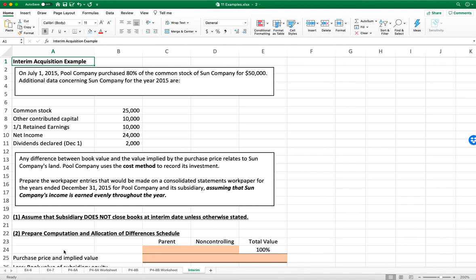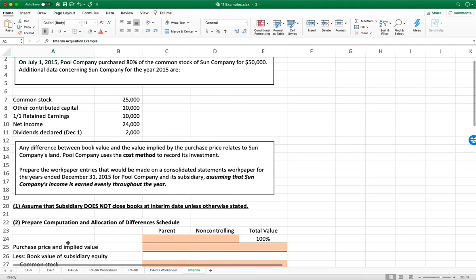In this example, we have Pool Company purchasing 80% of the common stock of Sun Company for $50,000 on an interim date of July 1st, 2015. Additional data concerning Sun Company for the year 2015 are presented below. So we have common stock, other contributed capital, 1/1 retained earnings, net income, and dividends declared. Any difference between book value and the value implied by the purchase price relates to Sun Company's land. Pool Company uses the cost method to record its investment. Prepare the workpaper entries that would be made on a consolidated statements workpaper for the year ended December 31st, 2015 for Pool Company and its subsidiary, assuming that Sun Company's income is earned evenly throughout the year.